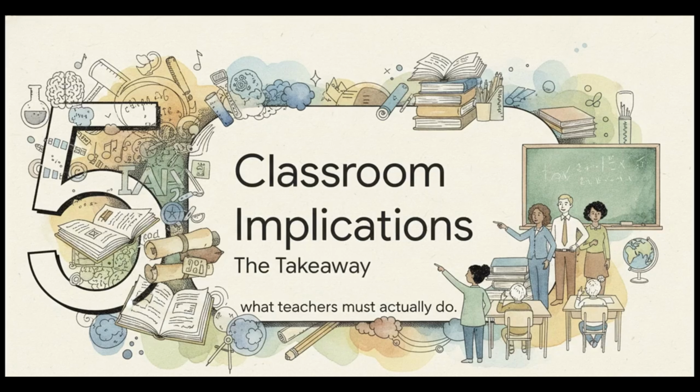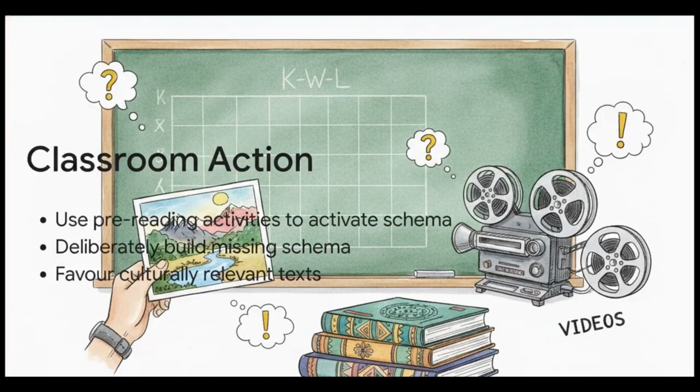Finally, let's bring it all together in Section 5, Classroom Implications. The absolutely crucial point is this. Educators simply cannot assume that all learners arrive in the classroom equally prepared, with the exact same background knowledge. Teachers really must be proactive here. They need to use pre-reading activities like KWL charts or brainstorming sessions to activate that existing schema before the book is even opened. And if that cricket or shopping mall schema is missing, well, the teacher must deliberately build it using pictures, videos, or just open discussion.